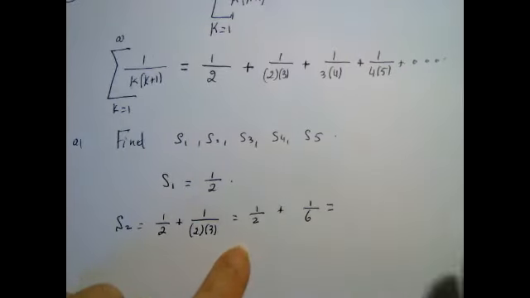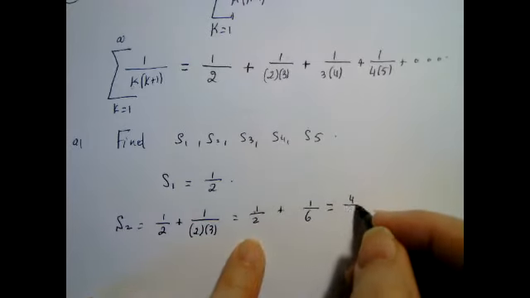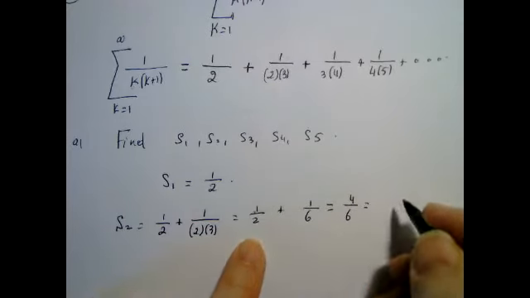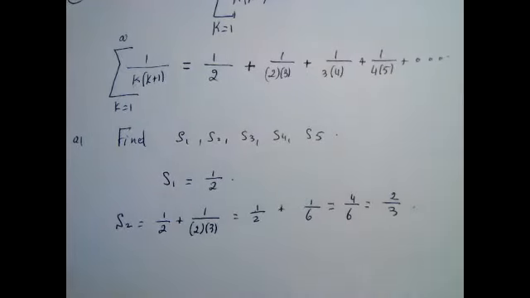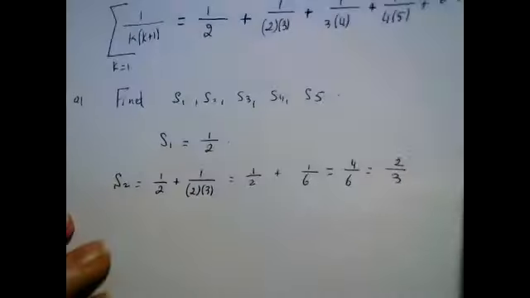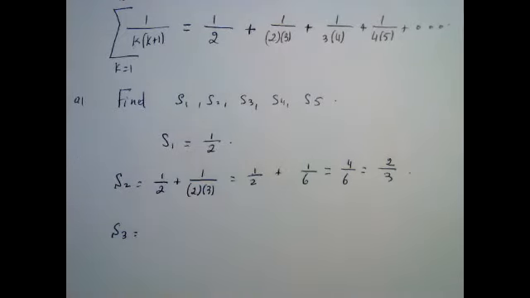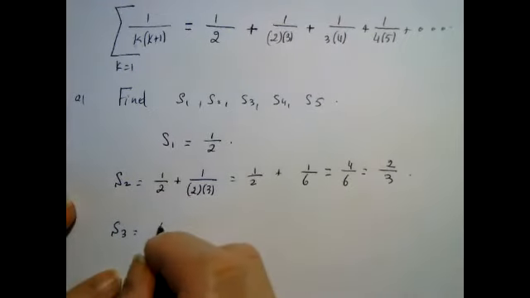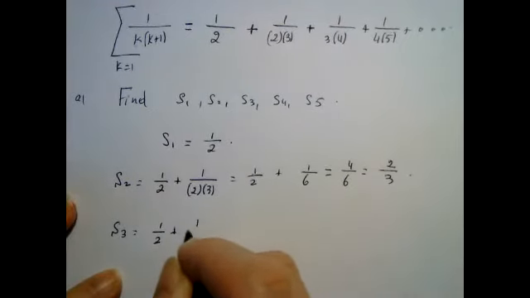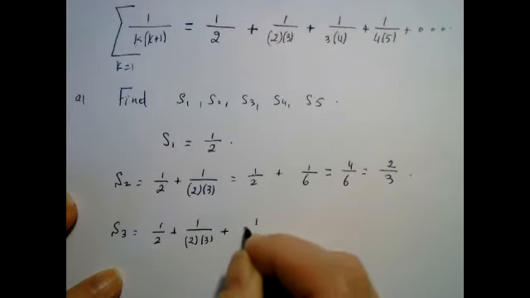Now, the common denominator is 6. So I will have a 3 in here plus 1. It's 4 over 6. If I reduce it to lowest terms, we get 2/3. So that's S2. I'm going to keep finding sums till I see a pattern, which is not always possible. We will never be able to see it easily, except with a simple example like the one I'm giving today. So S3 is, again, a half plus 1 over 2 times 3 plus 1 over 3 times 4.